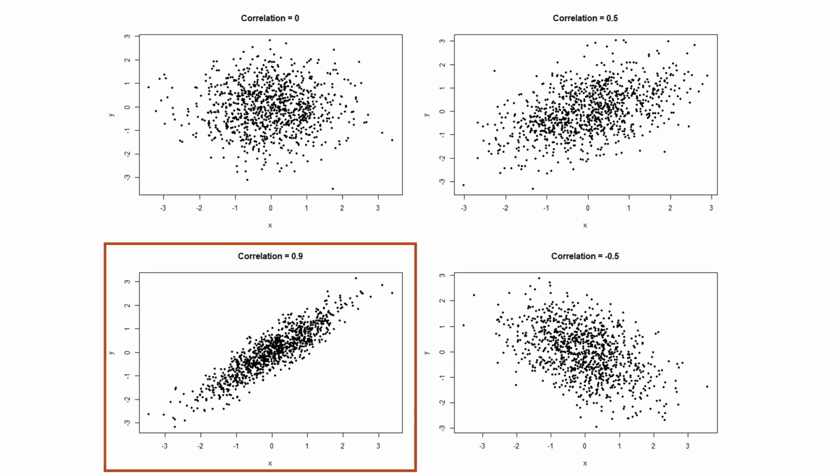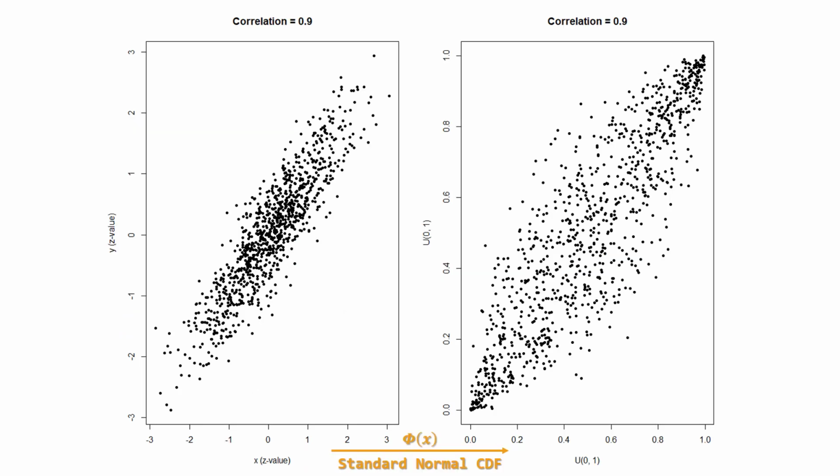Imagine that we have generated 1,000 points from a bivariate standard normal distribution, and the result came out looking like this. This is the first step in using a Gaussian copula. The plot on the left is the same as the correlation equals 0.9 plot on the last slide. Notice that the values of x and y are z values. We can convert these to probabilities by taking the CDF of the standard normal. The plot on the right is what happens when we take each of the x and y and compute the cumulative probability using the standard normal CDF. Each of the values is now in the range 0 to 1 and has a uniform 0, 1 distribution.